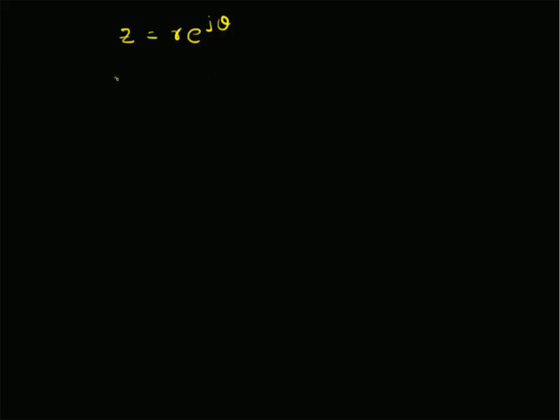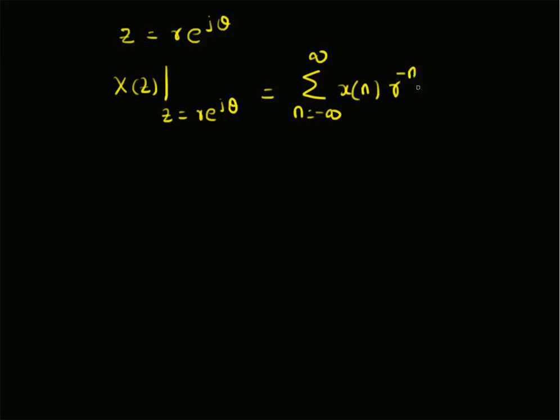So the Z transform at this value of z, that is z equal to r e power j theta, is clearly equal to the summation n equal to minus infinity to plus infinity x of n, and then we have z power minus n, which is replaced by r e power j theta. So we'll have r power minus n and e power minus j theta n. So that is the structure of the Z transform.